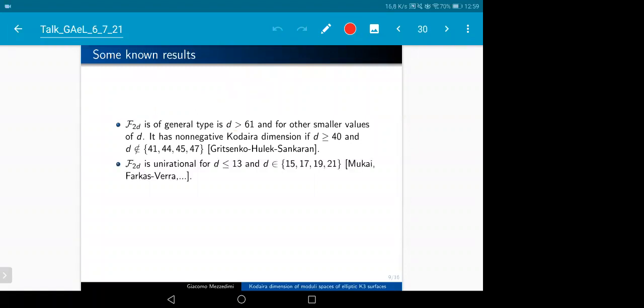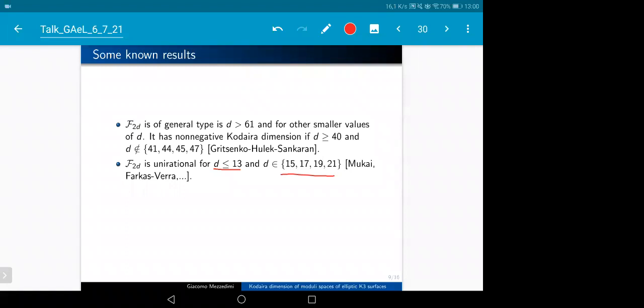And on the other side of the spectrum, we know by classical works and also recent works that this moduli space F2D is unirational for small d, where small in this case means d at most 13, and for the following other values of d. And this is recent work. So it was classical work by Mukai and recent work by Farkas and Verra and many other people.